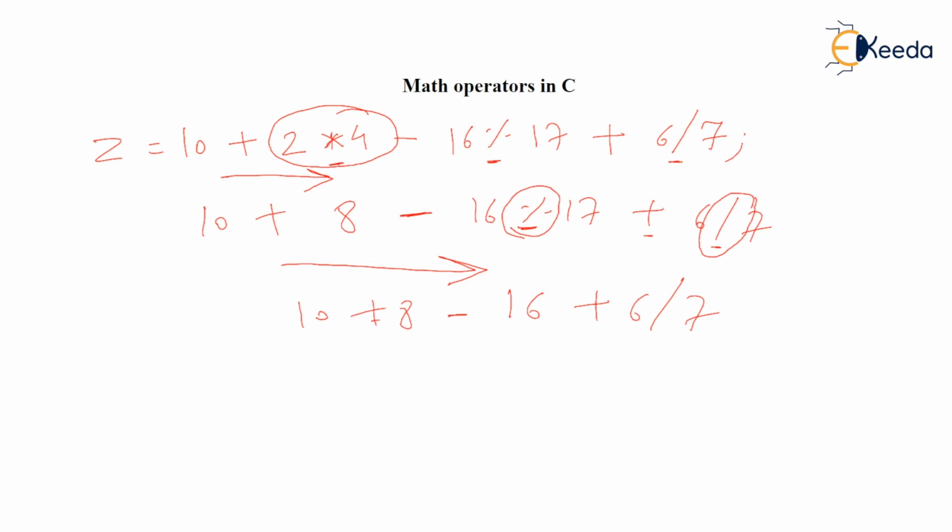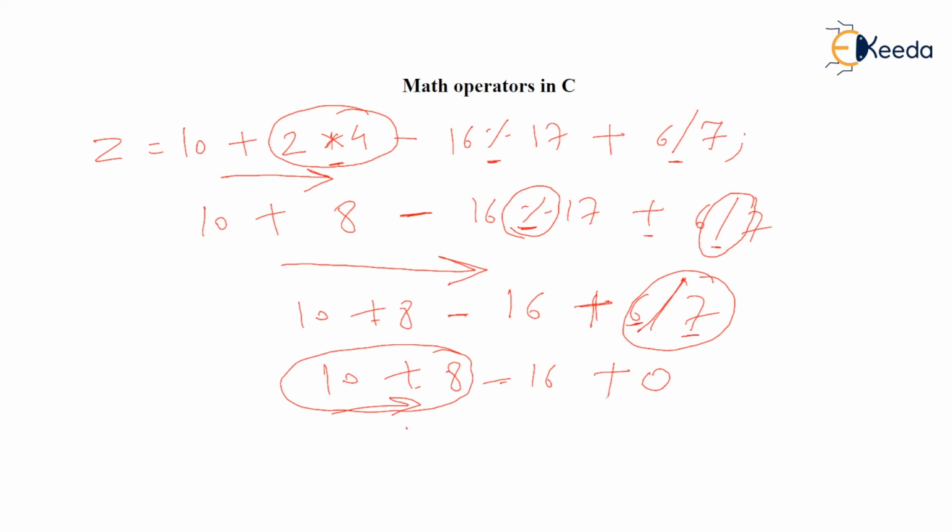Now plus, minus, plus, and slash remain. Of course, slash has higher precedence. 6 upon 7 will not be 0 point something. Remember, we are dividing two integers here, so the answer will be 0. So we have 10 plus 8 minus 16 plus 0. Now plus, minus, and plus are pending. Plus and minus have the same precedence. Which one will be solved first? The one which comes first from the left hand side. So 10 plus 8 will be done, which is 18, minus 16, plus 0 you can cancel out. So 18 minus 16 is 2.